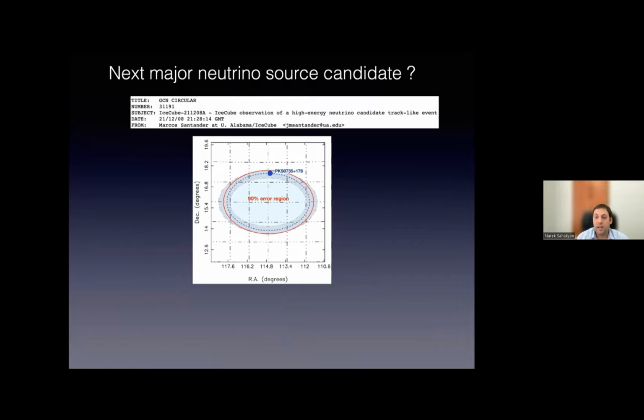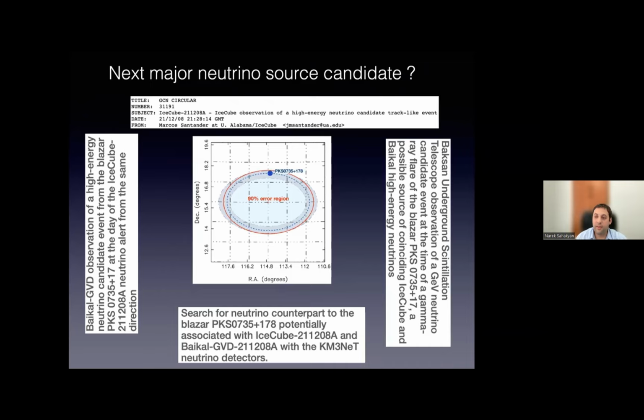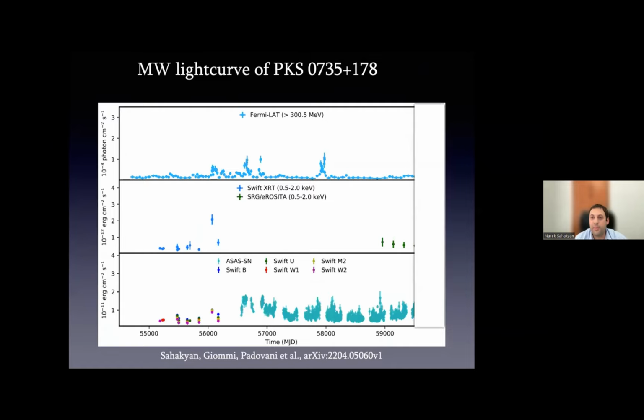But later on, after this GCN circular, three other neutrino instruments, Baikal, Baksan, and KM3NeT, also reported that they observed neutrinos, of course with different energies, but coming from the same direction. So this direction was very interesting, because this was the first time that four instruments observing neutrinos detected a neutrino coming from the same direction, and this direction contains a known blazar. So let's see what is happening with this blazar.